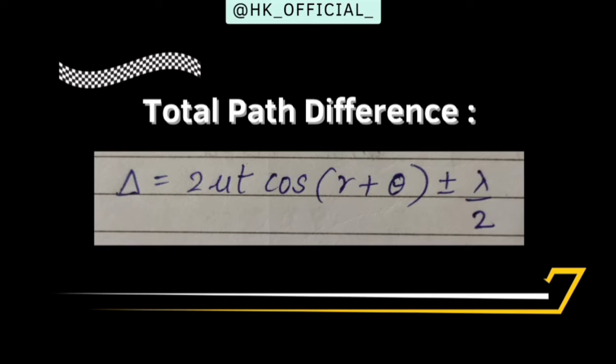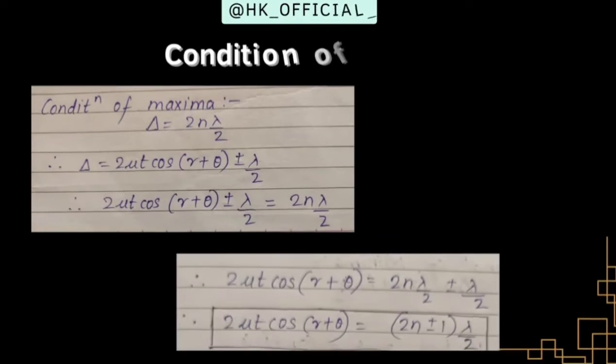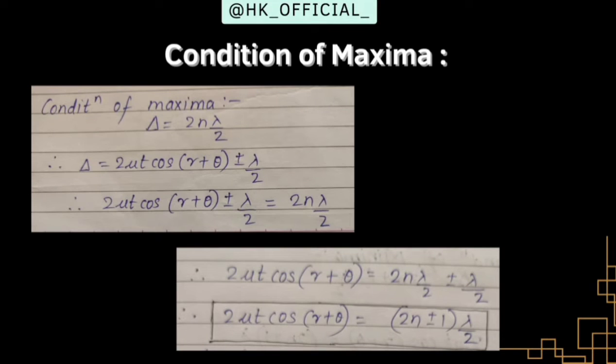So, delta is equal to 2 mu t cos(r + theta) plus minus lambda by 2. I hope you know why plus minus lambda by 2 is added and subtracted. It is because of Stokes' law. Now here we come to the condition of maxima. I have given you all the things which you have to do step by step, and the same you have to cover in your exam also.